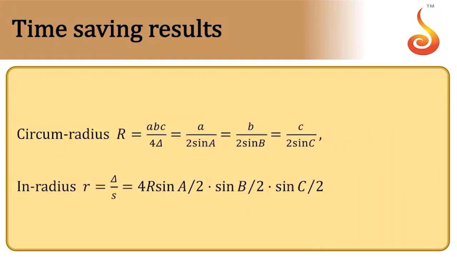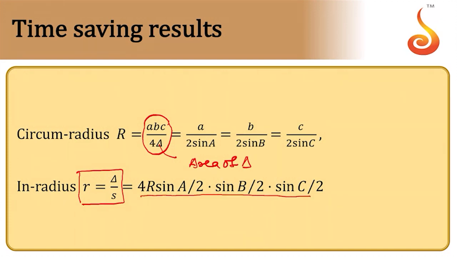Next one. So capital R circumradius is abc by 4 delta. Sorry, delta. Delta is area of triangle. So a by 2 sin A, b by 2 sin B, c by 2 sin C. Okay, small r is equal to delta by s. It is also equal to 4 capital R sin A by 2, sin B by 2, sin C by 2. This is also very important.